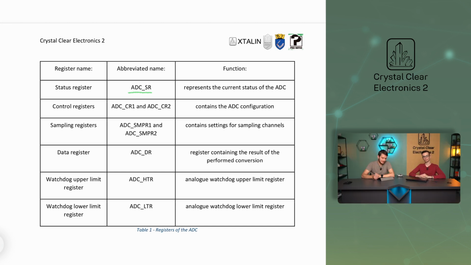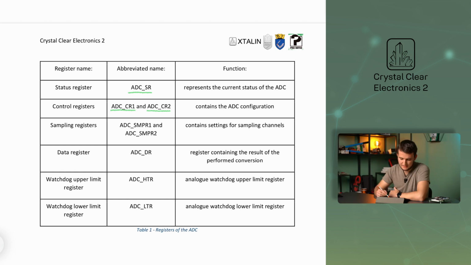There are two control registers called ADC_CR1 and ADC_CR2. These registers contain the configuration of the peripheral, which is specified during initialization and can be modified during the running of the software according to your needs, such as how many bits of width, what sampling rate, and what mode we want to use the ADC. It is also possible here to enable different interrupts.